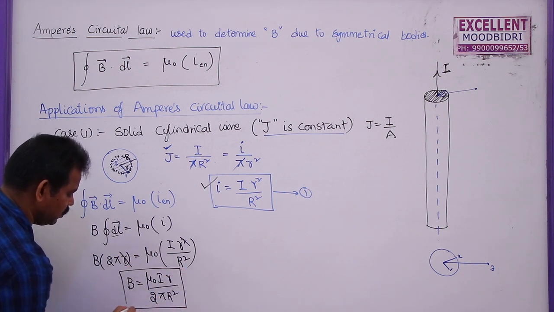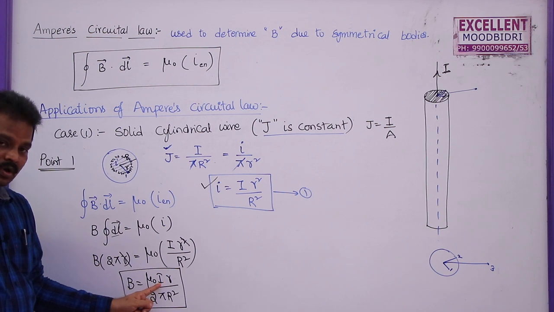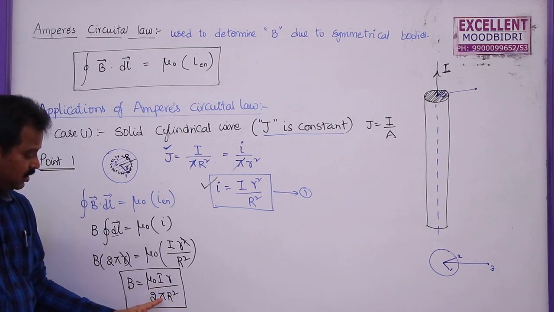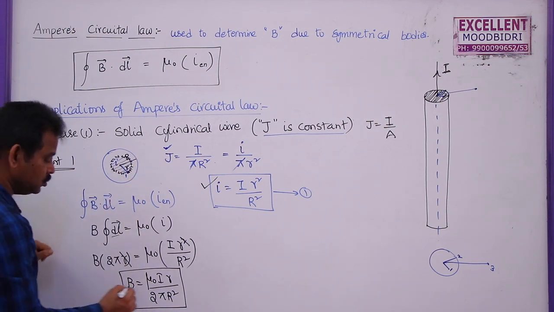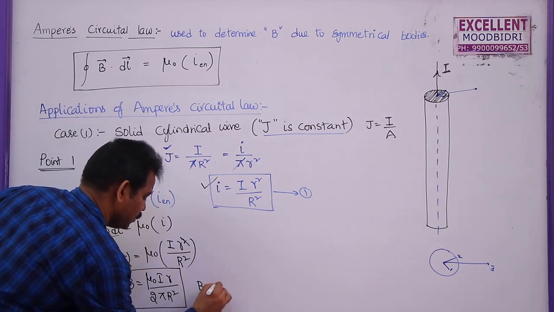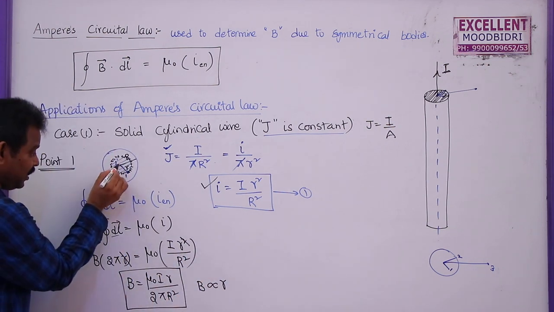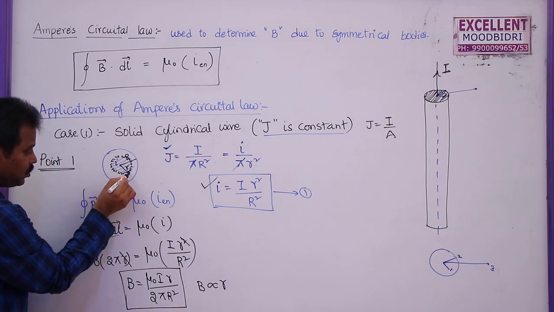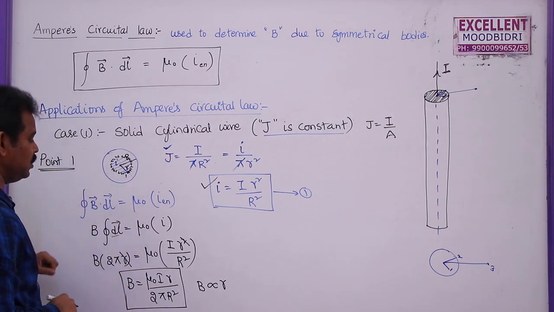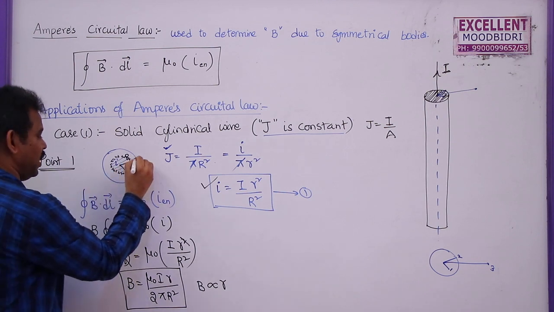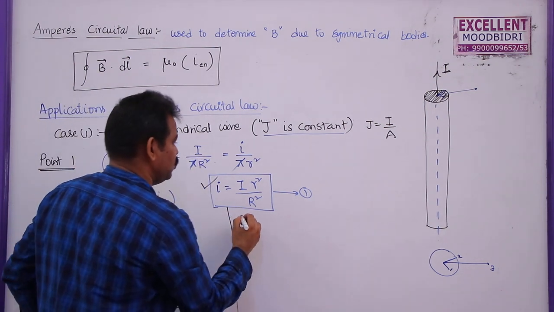So you can see in this expression, mu naught is constant, the total current is constant, 2 is constant, pi is constant, capital R is the radius of this wire which is constant. So B is directly proportional to r. So if you increase the distance from this center to here, as r increases, the magnetic field due to this one also increases.